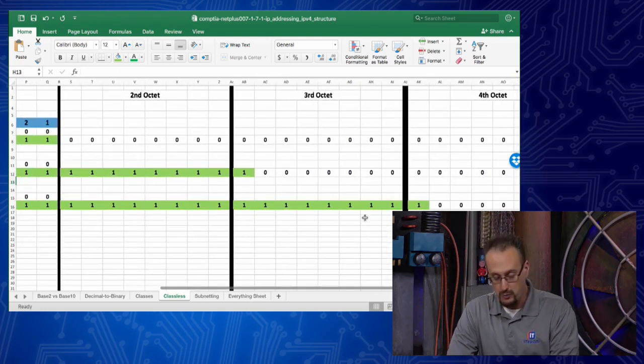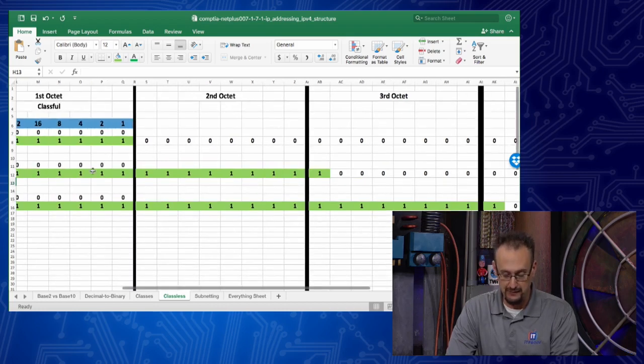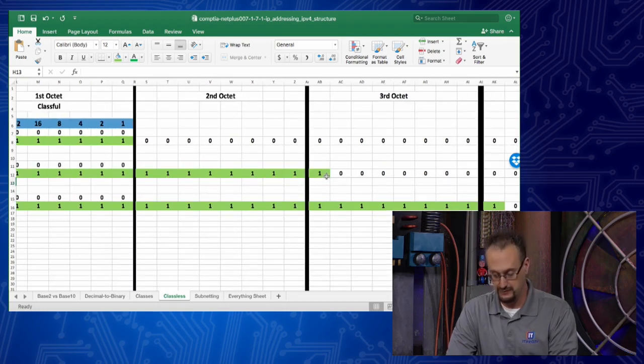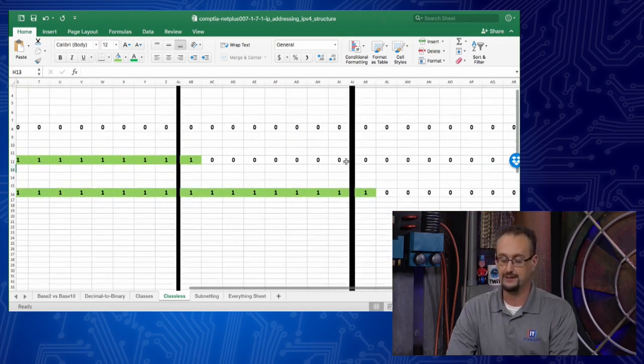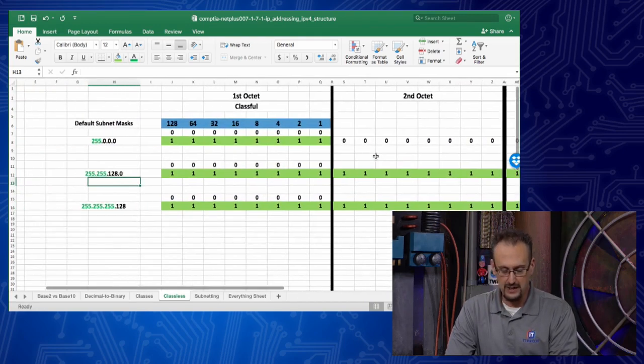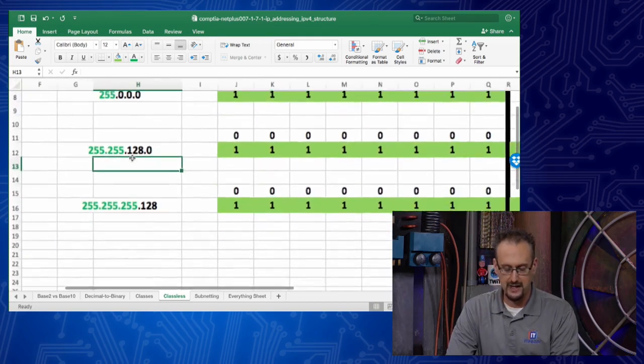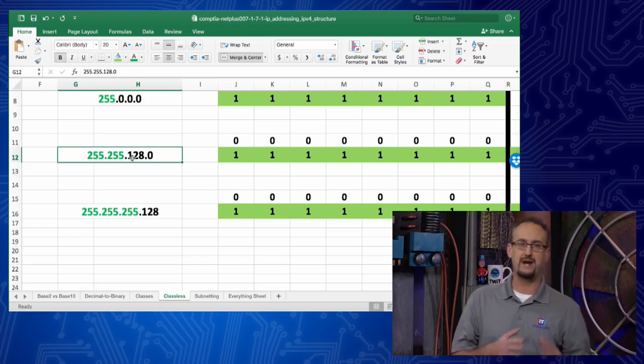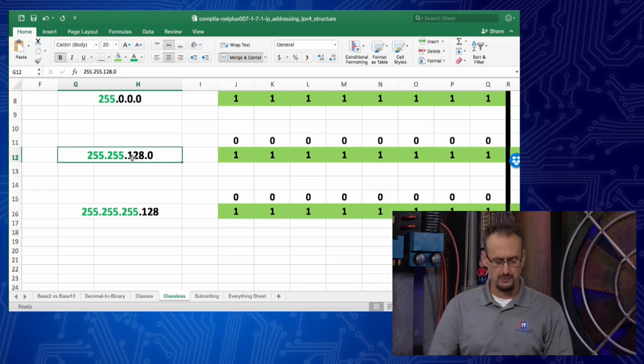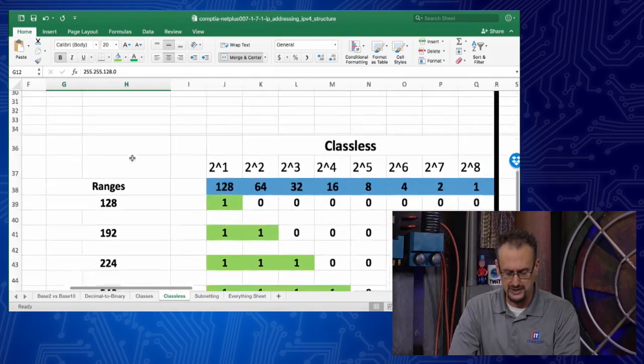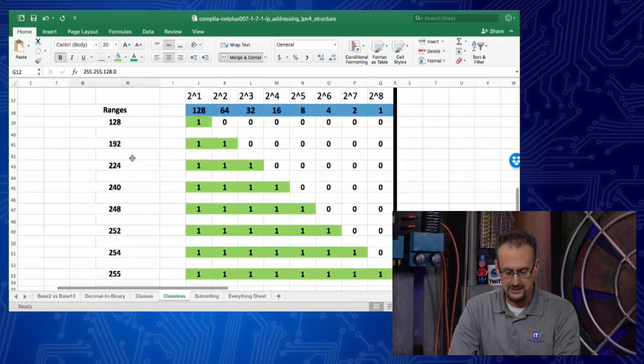Right. So that's a 128, right? So that's 255.255.128.0. And you kind of have to understand that that's what's going on now today. What we can do is vary the length of that subnet mask to suit our needs. Now, it's important to understand that concept, right? And it's also important to understand these valid subnet mask ranges.